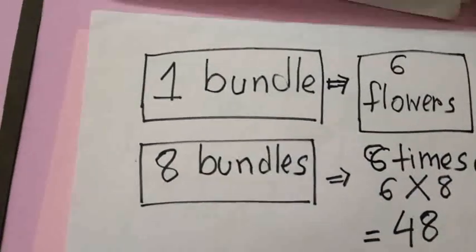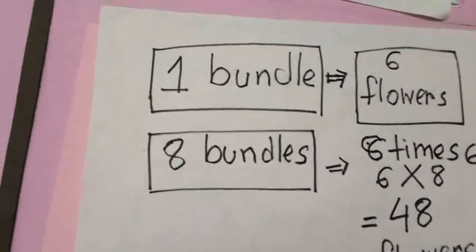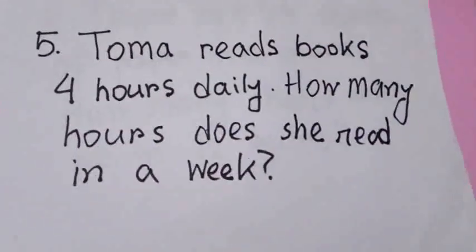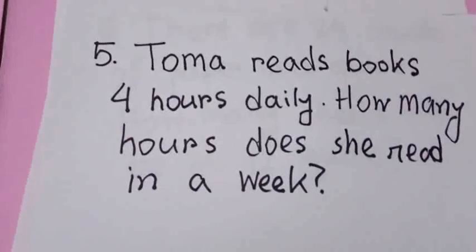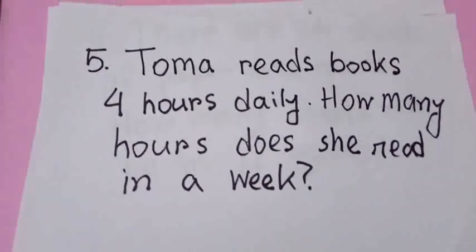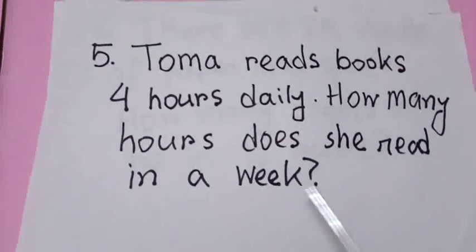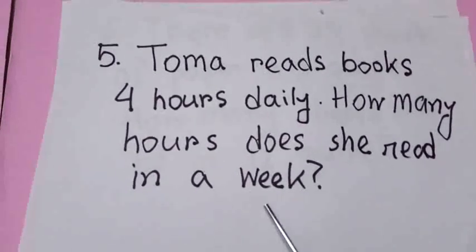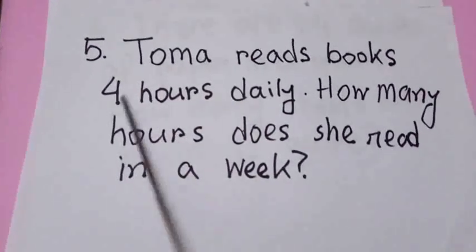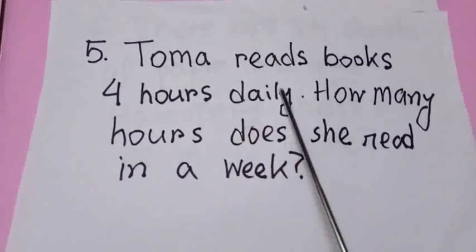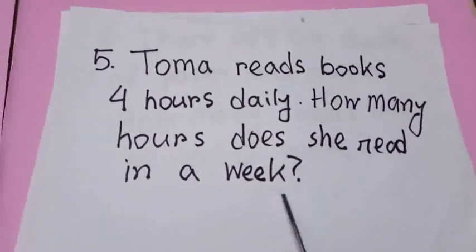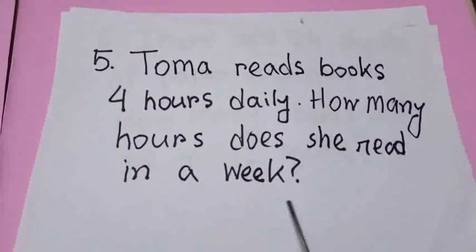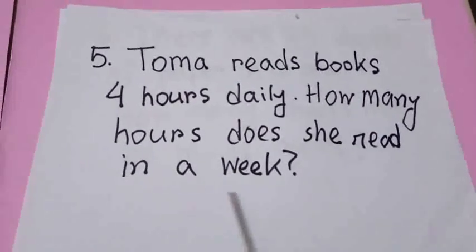Again, I am explaining question number 5. Toma reads books 4 hours daily. How many hours does she read in a week? Here the clue is 4 hours. Daily means one day, and a week means 7 days. We know a week has 7 days.